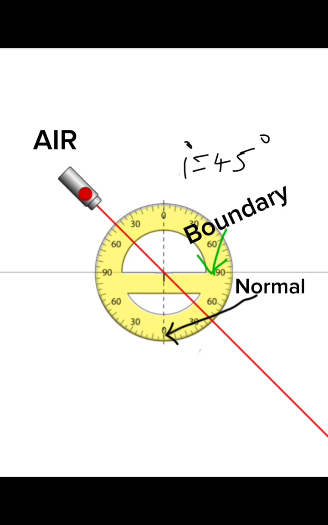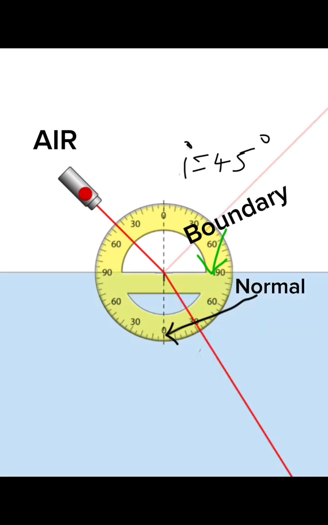Okay, now let's change the second medium to something else. Let's say I change the second medium to water. You can see that this light ray that came from air passed through the boundary, the horizontal line, and entered the second medium, water, but didn't continue going straight. You can see there is a deviation now. The angle of incidence is still kept at 45 degrees.